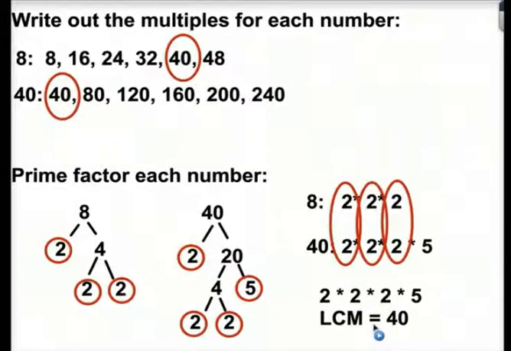So I should get the same answer when I prime factor as when I write out the multiples. You should not get different answers, okay? So the least common multiple for 8 and 40 is 40. Nice. Now let's go on to the next one.